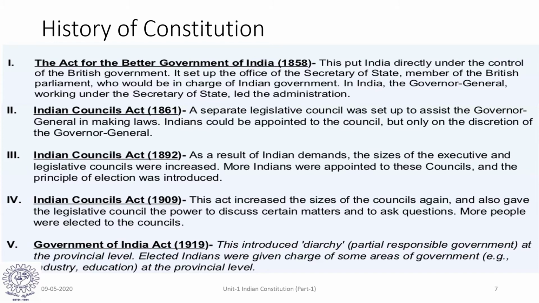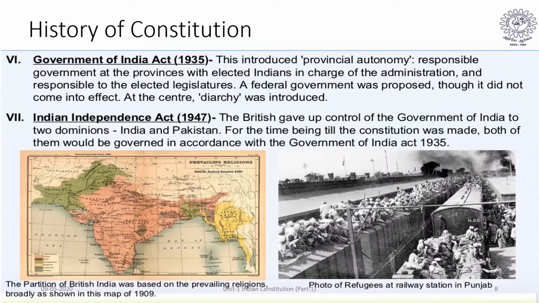More people were elected to the council. Government of India Act 1919. This introduced partial responsible government at the provincial level. Elected Indians were given charge of some areas of government at the provincial level.